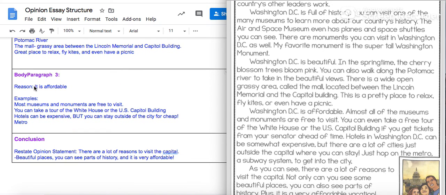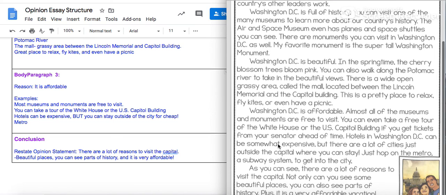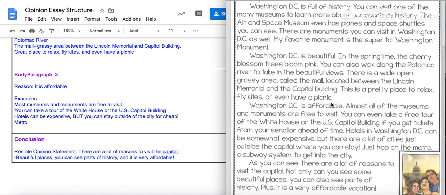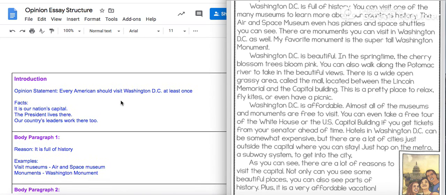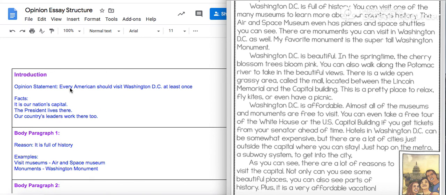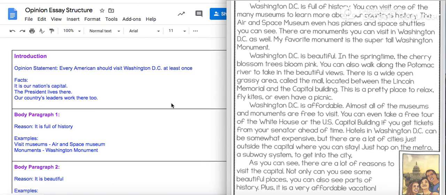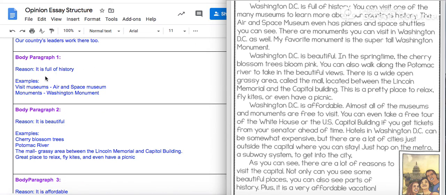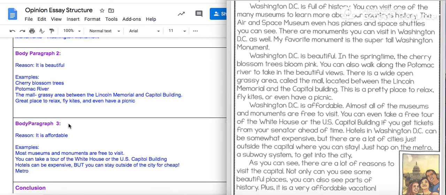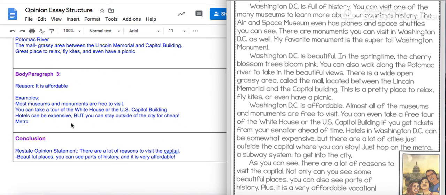Reason 3, and it was in body paragraph 3, she said it was affordable. Notice all of her reasons make sense. All these reasons would be a good way that could persuade somebody to want to visit Washington, D.C., and it makes sense that every American should visit Washington, D.C. because of these reasons. Some of you may be wanting to visit Washington, D.C. after reading this.